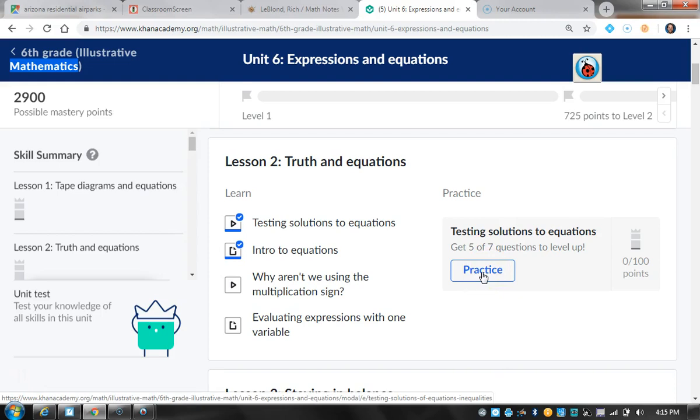So anyway, that's it for the introduction of Unit 6 and the difference between expressions and equations and what a variable is.